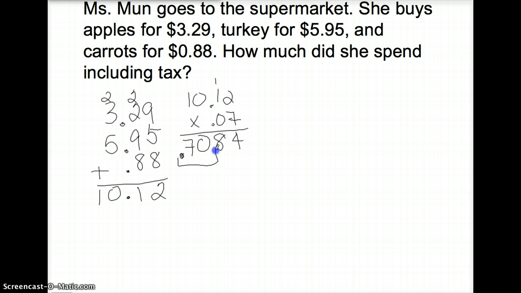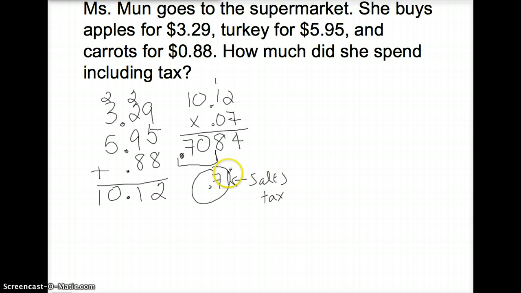We need to see if we need to round this up or down. We look at the 8, so we need to round up. The 70 turns into a 71 cents, right? So this is sales tax. Please write this down, sales tax.